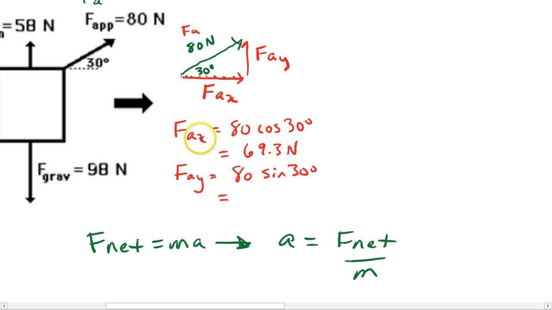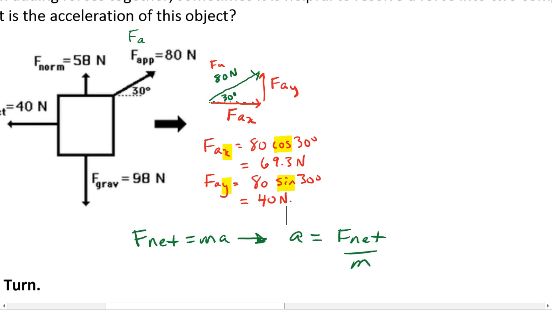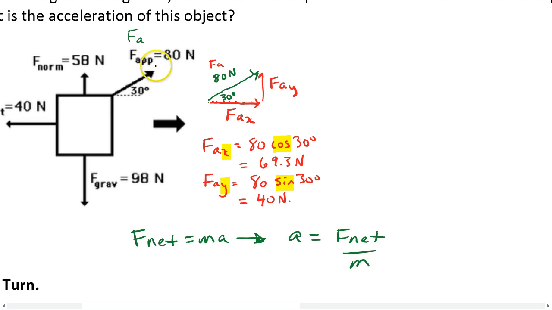And so you just remember how x goes with cos and y goes with sine, and we should be good with this. And so here the sine of 30 degrees is a half. So we get 40 newtons. So what we're going to do is we'll redraw this, and wherever we saw this, we will replace it with the two components. So maybe it's time for blue now.